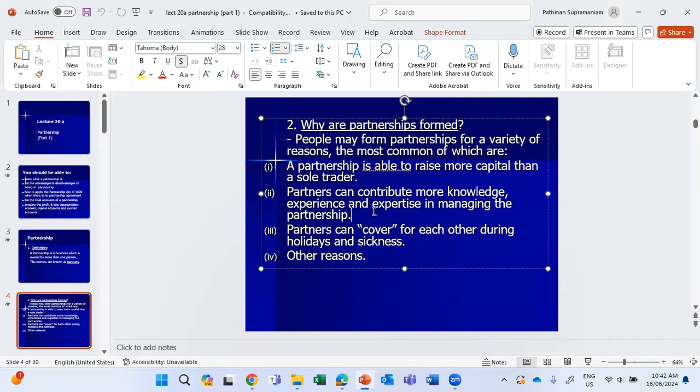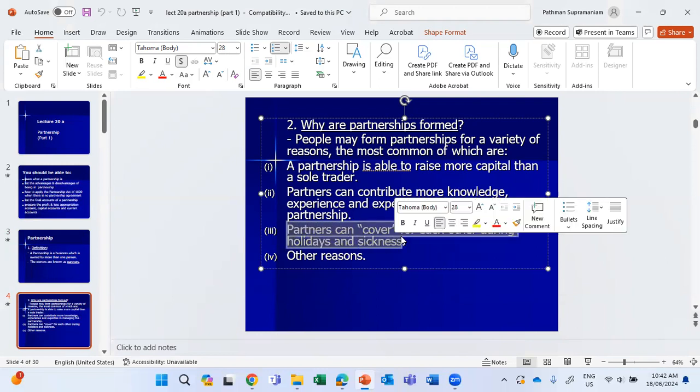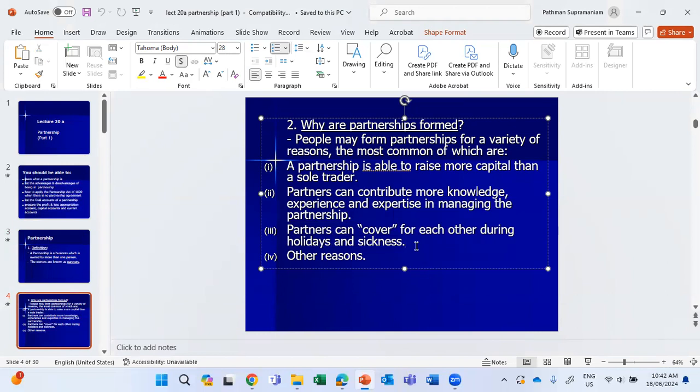Okay. Another reason is that partnerships are formed to cover each other. When businesses do well, of course, a lot of money comes in, but sometimes you need to take care of all of this and you might not be able to go for a holiday. That can be quite frustrating, right? So that's why people form partnerships, so that the partners can cover for each other. Okay, and then maybe other reasons.